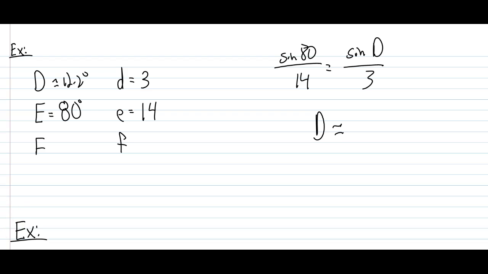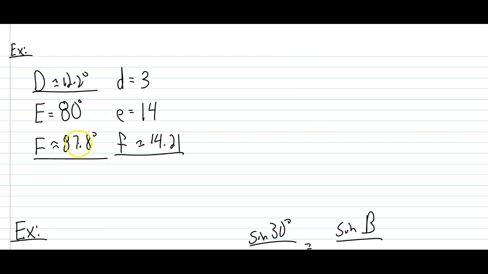So I'll take 180 minus the given 80 minus the 12.18, that stored answer that we had from before, and get 87.8 degrees. And then if we use the law of sines to find little f, we could say that the sine of 80 degrees over 14 is equal to that stored value sine of f over little f. Cross multiply to solve for f, we get 14.21.